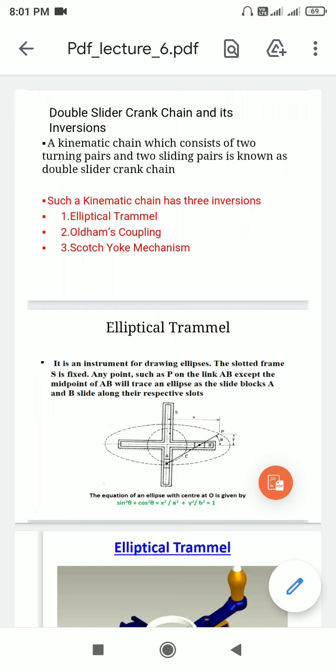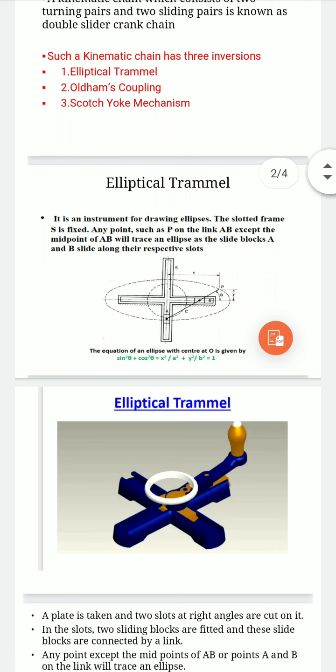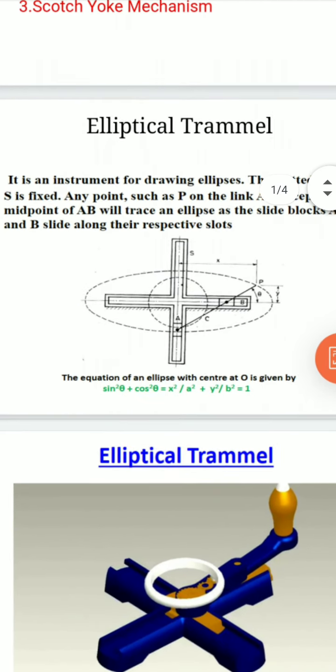When we discuss such a chain, it consists of three inversions. The first one is the elliptical trammel, number two is Oldham's coupling, and number three is the Scotch yoke mechanism. These are the three inversions of the double slider crank chain. Now first of all, let me take the elliptical trammel, the first one. So what is an elliptical trammel?